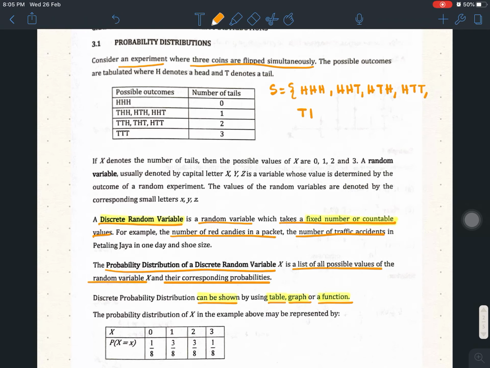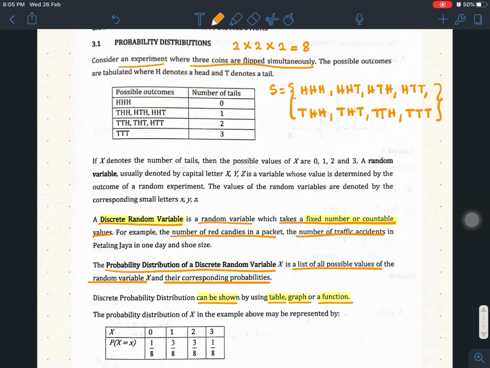You can have tail, head, head, and then tail, head, tail, and then tail, tail, head, and then you can have tail, tail, tail. So the total of the sample space should be 8. Why is it 8? Because you have 3 coins. One coin has 2 outcomes. If you multiply 2 outcomes by another 2 outcomes by another 2 outcomes, you will get 8 possible outcomes.